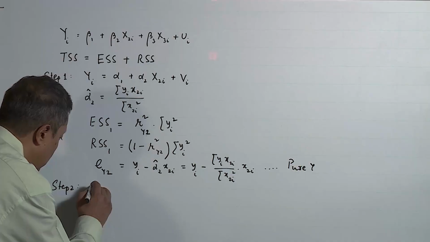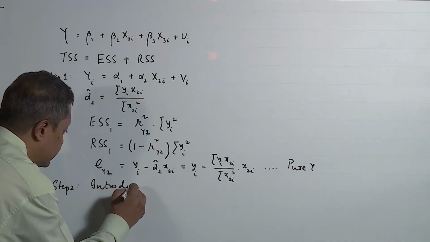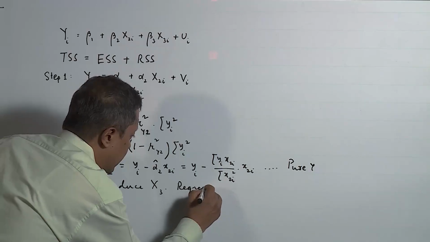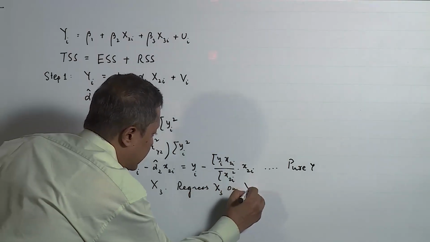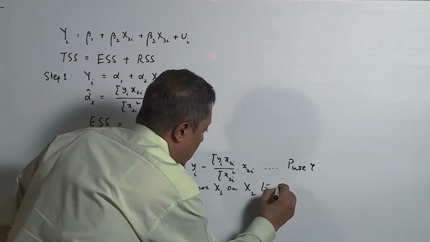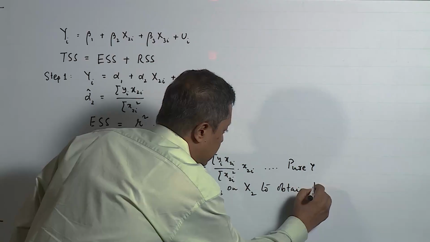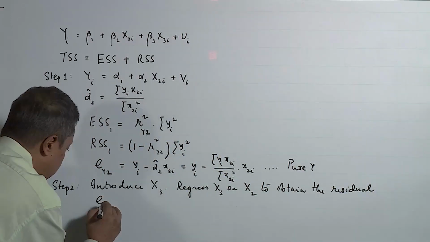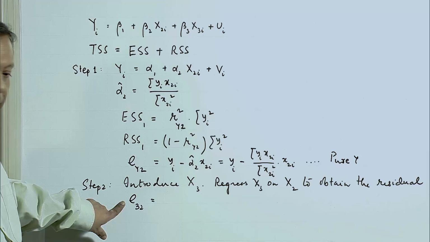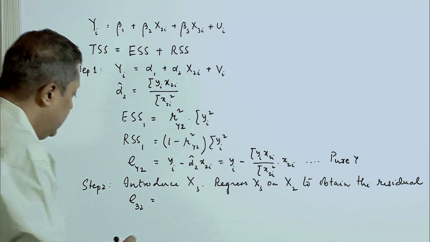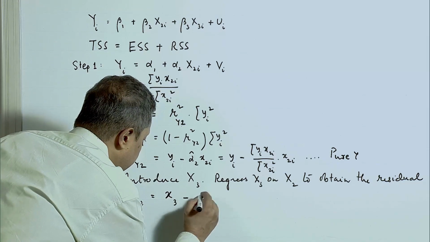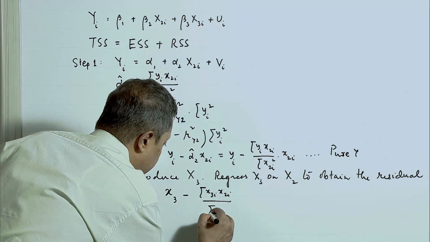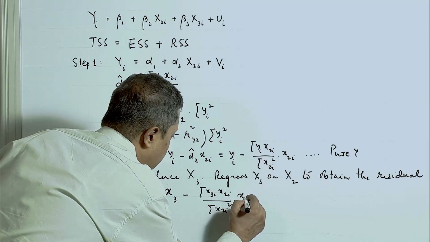So, what we do is, we introduce x3, we regress x3 on x2 to obtain the residual, that is e_32, the residual obtained when x3 is regressed on x2, that is x3 minus summation x_3i x_2i divided by summation x_2i square times x_2i.